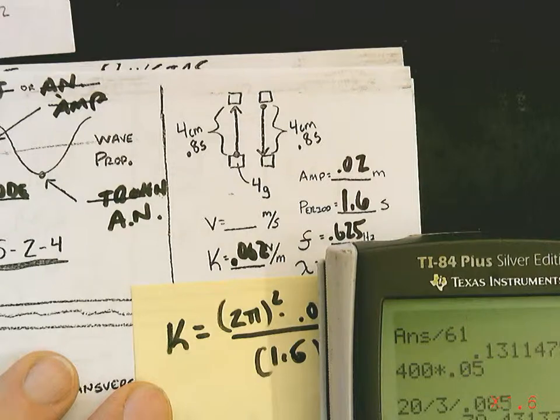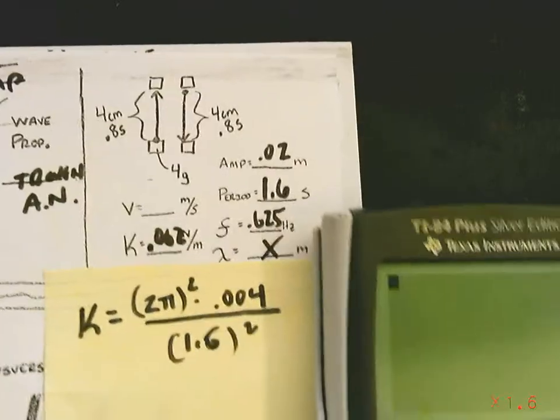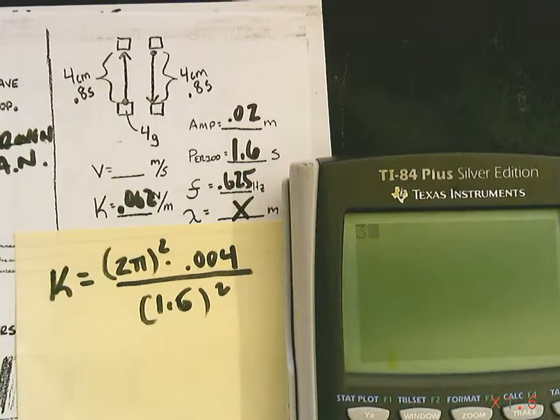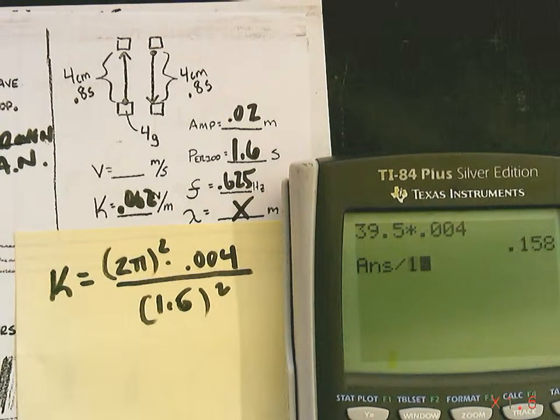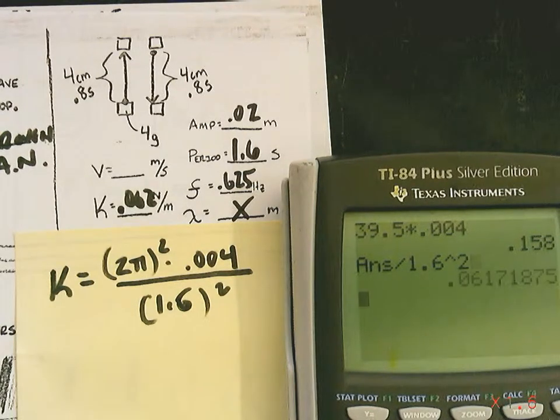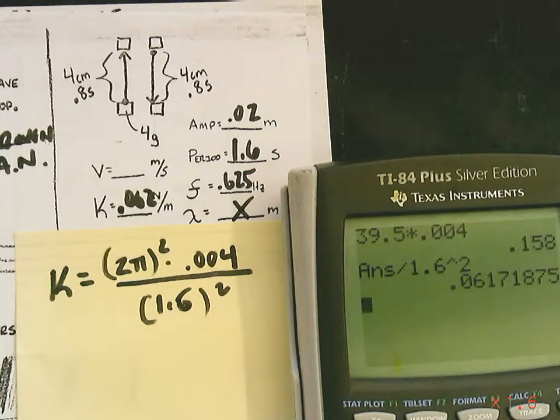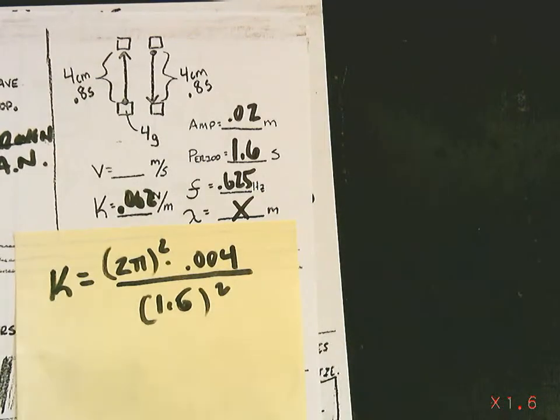I would just probably type it in like this. I would probably just skip all this quantity business and just go 39.5 times 0.004 divided by 1.6 squared. You can see it's 0.062.